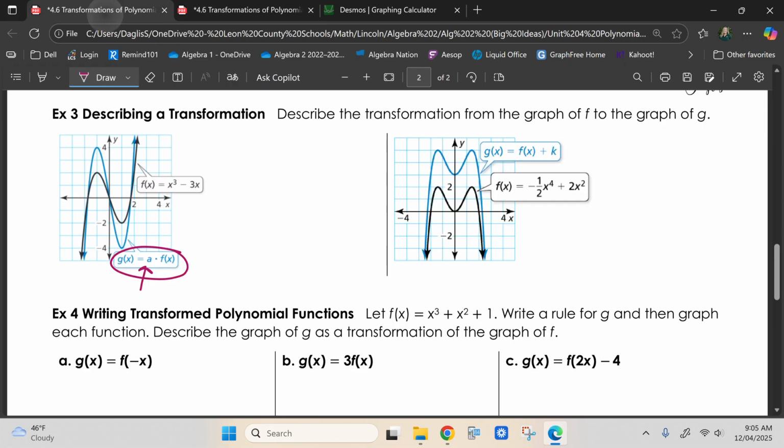How do you know it's a vertical stretch? Because it got taller. Yes, because it got taller and lower. My y values got pulled further away from each other. So this was a vertical stretch. Do you know by how much?